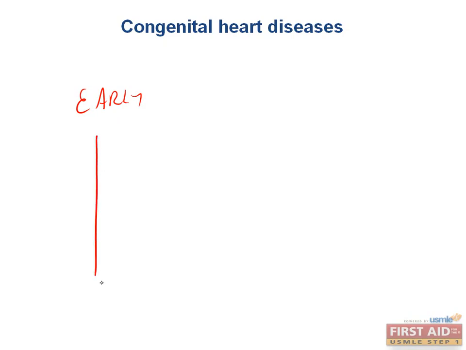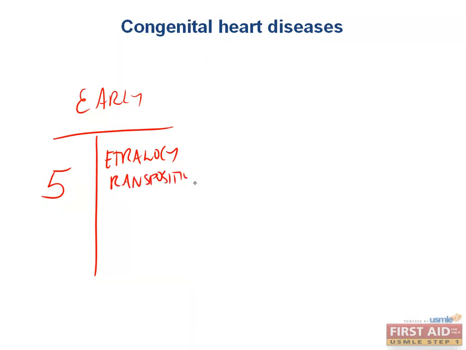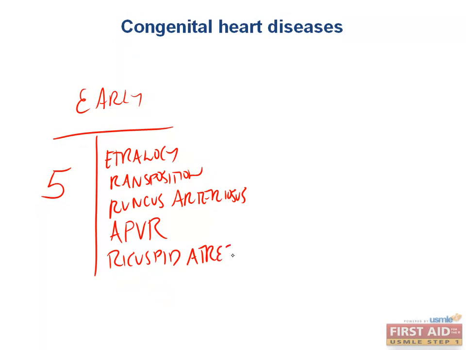The mnemonic for these 5 lesions all starts with a T. So the 5 T's. They are tetralogy of Fallot, transposition of the great vessels, truncus arteriosus, total anomalous pulmonary venous return, and tricuspid atresia. So those are our 5 T's. Any of these 5 lesions will lead to a cyanosis that is immediately recognizable at birth.